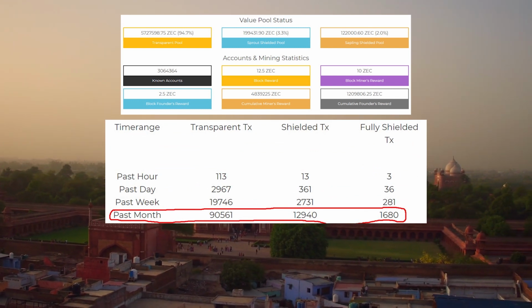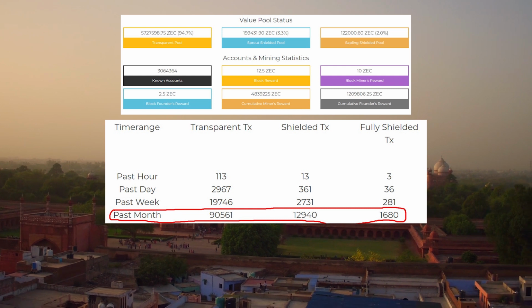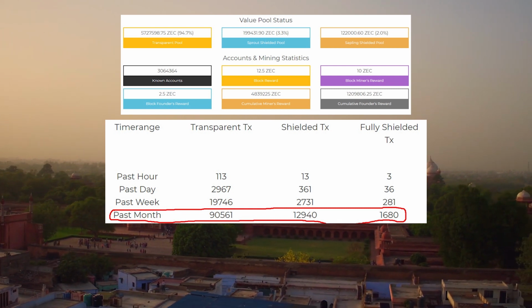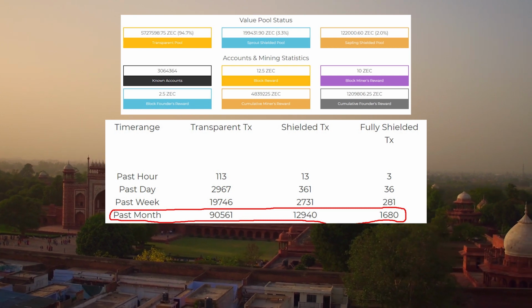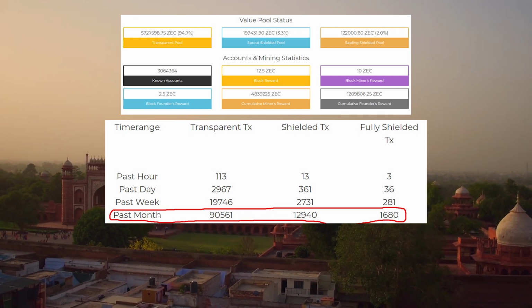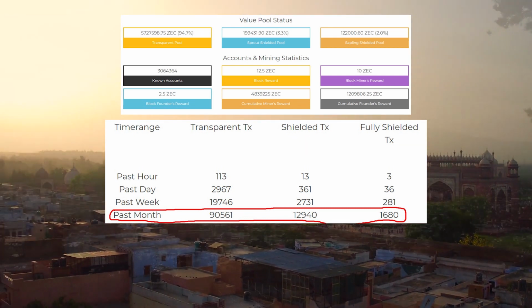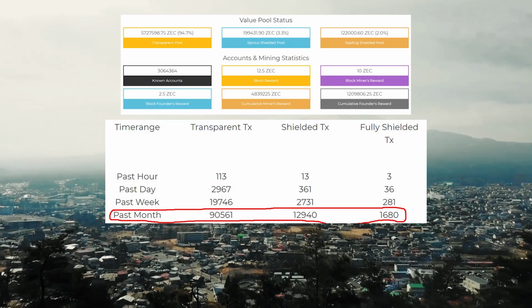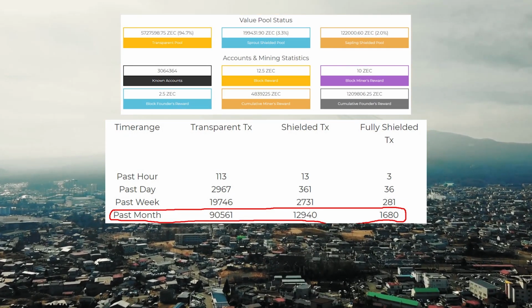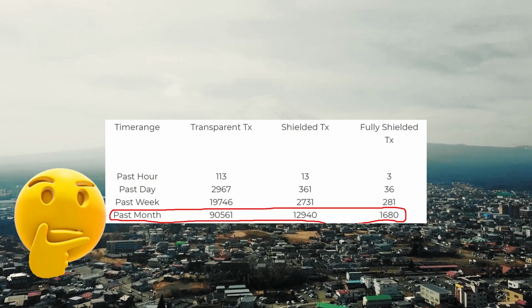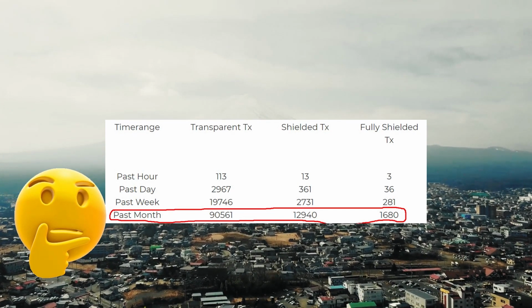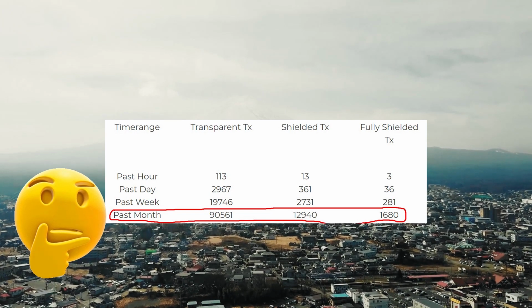But as you can see, there are 90,561 transparent transactions, 12,940 shielded, and 1,680 fully shielded. Fully shielded means they have been used strictly between shielded addresses. That is to say, it hasn't been deshielded and possibly linked to transparent addresses. Now you are probably thinking, why is it important to differentiate the two?